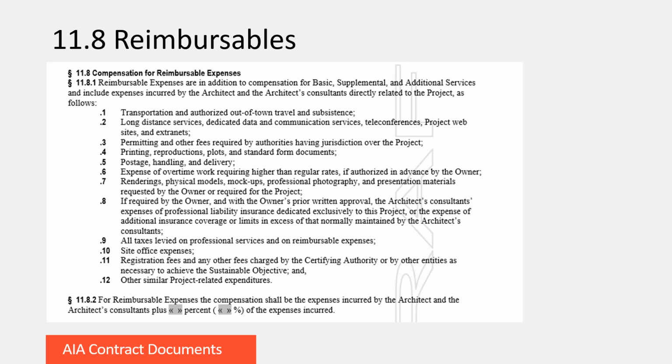11.8 talks about reimbursables, and this is a list of all the reimbursable expenses. It's fairly specific, so if an item is not on the list, you don't get reimbursed for that. So if you want to be reimbursed for something else that's not on the list, make sure to edit the document to include that. And down at the bottom, you can see 11.8.2 lists the percentage that you would charge on top of the actual expense incurred. So don't forget to fill out that little point here.